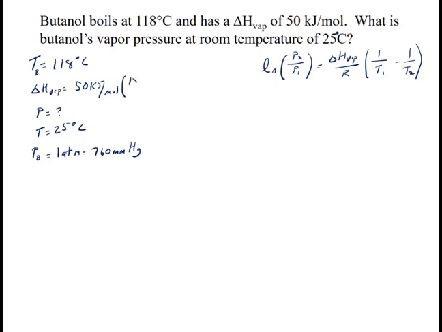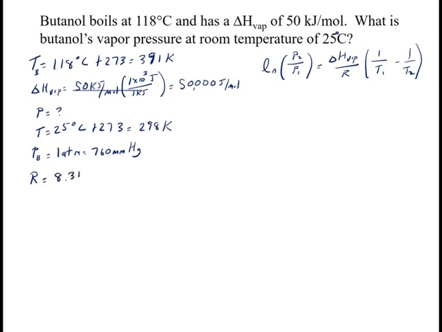So again, the fact that there's 1 times 10 to the third joules per 1 kilojoule gives me 50,000 joules per mole. Okay. Temperature has to be in Kelvin. So for both of these, I'm going to add 273. I get 391 K here, plus 273 there is 298 K for that one. And R is a constant, which means that value is going to be the same for all of these problems. It's 8.31, and it's in joules per mole K.